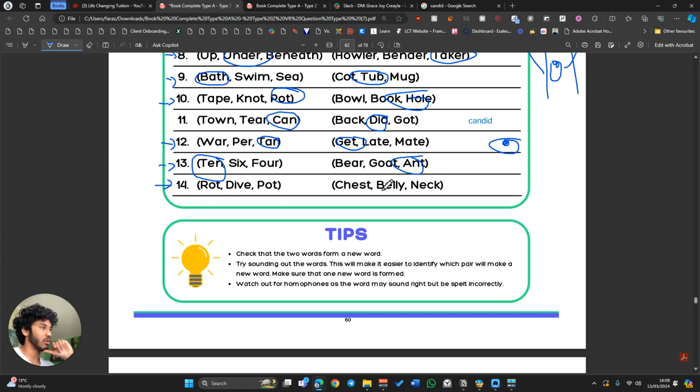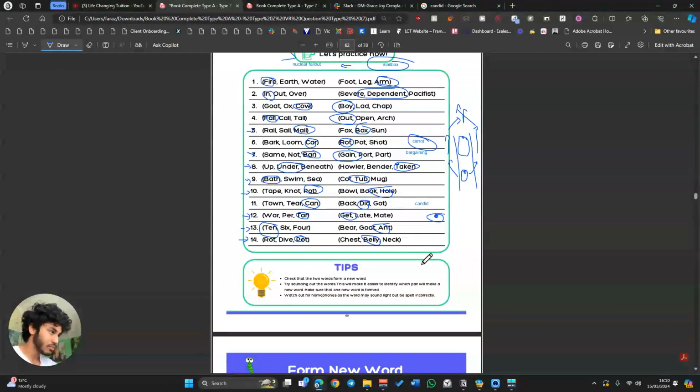Question 14, rot chest, rot belly, rot neck. Dive chest, dive belly, dive neck. Pot chest, pot belly. I think it's going to be this one, pot belly. There we go. But yeah, these ones aren't too difficult.